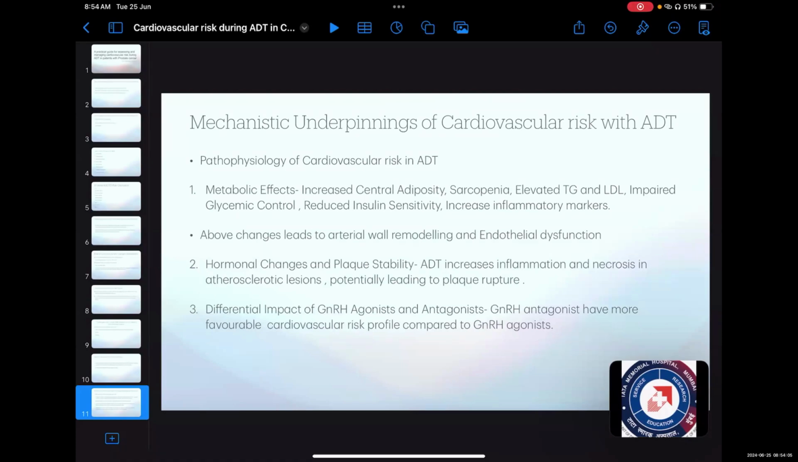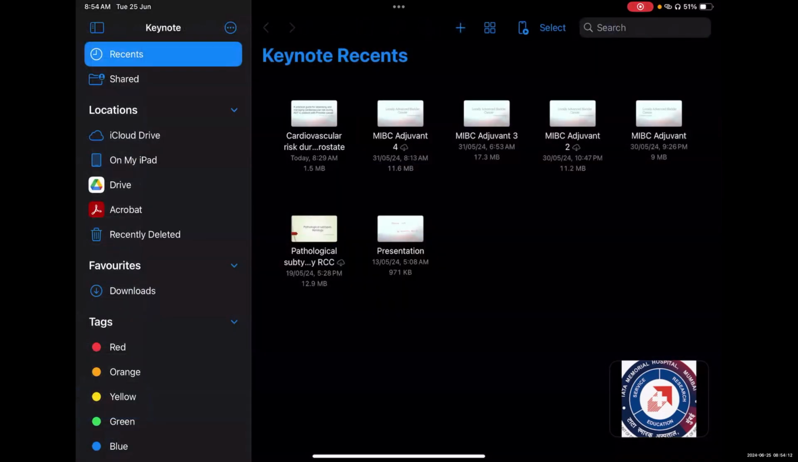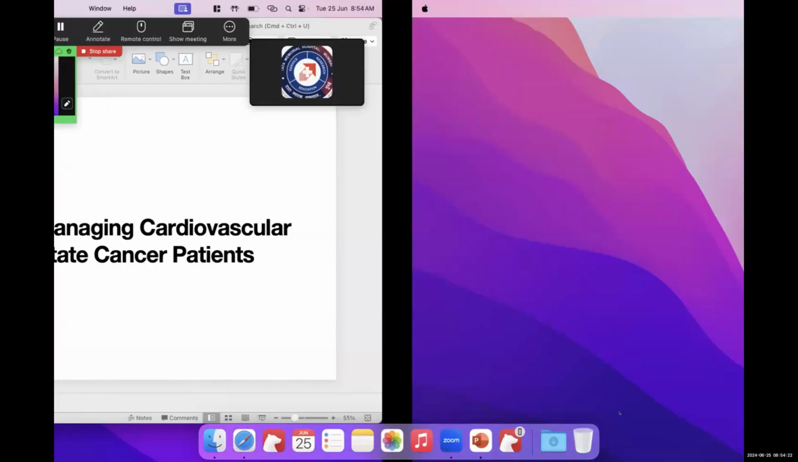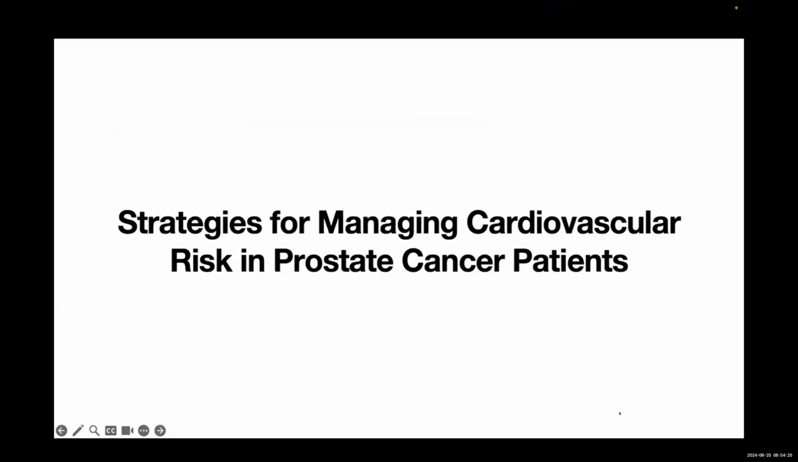The next topic will be presented by Dr. Gautam. Thank you. Thank you, Manshu. So, Gautam, I think this part is more practical so that we can utilize in the daily practice. Good morning, everyone.